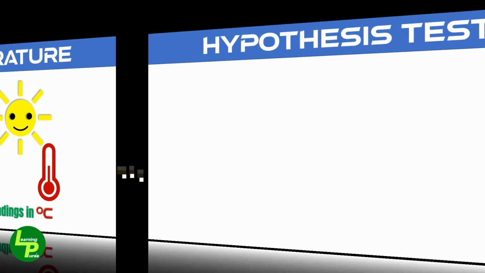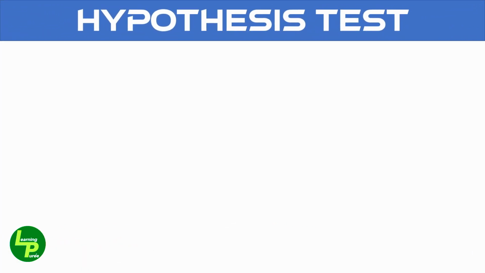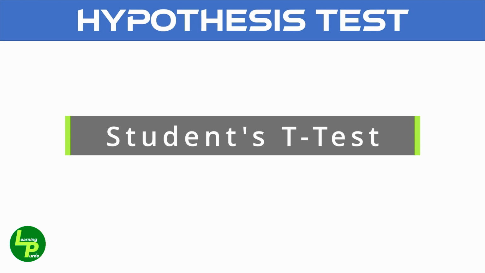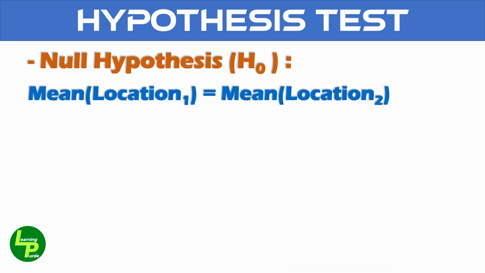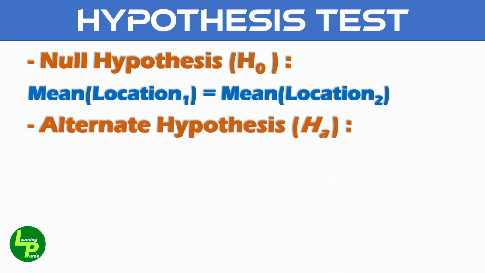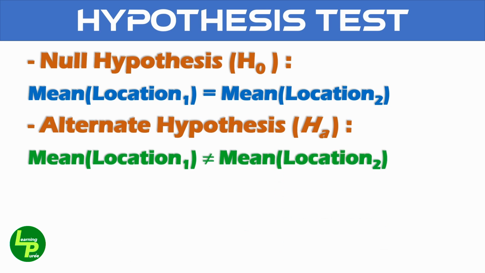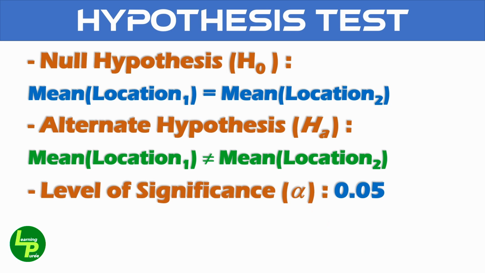Now, we want to check for any statistical difference between these two temperature readings. We will use the student's t-test that was discussed earlier. We start by setting the null hypothesis as mean of temperature in location 1 equal to that of mean of temperature in location 2. Therefore, the alternate hypothesis will be set up as mean of temperature in location 1 not equal to mean of temperature in location 2. Next, we will set the level of significance or the alpha at 0.05.